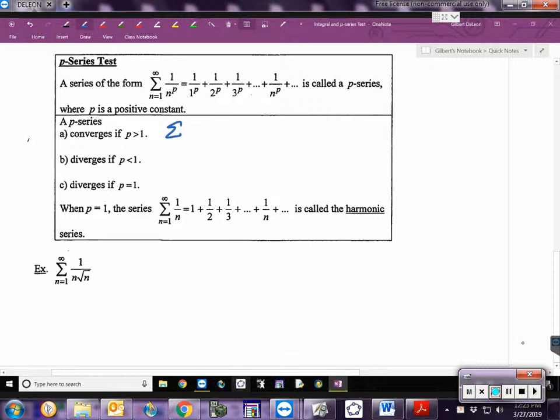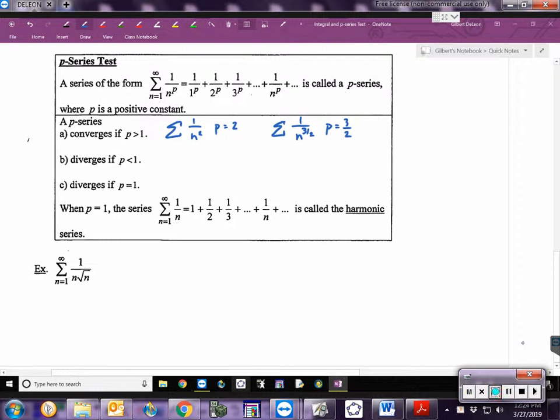So like 1 over n squared. In that case, the p-value is 2, which is greater than 1, therefore convergence for that series. Like 1 over n to the 3 halves. In that case, the p is 3 halves, which is greater than 1, therefore convergence.